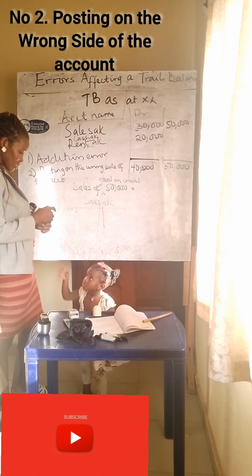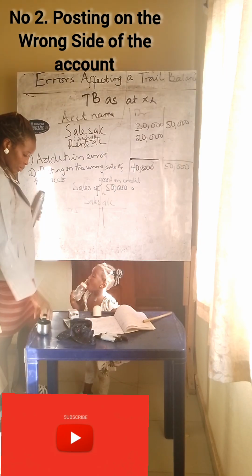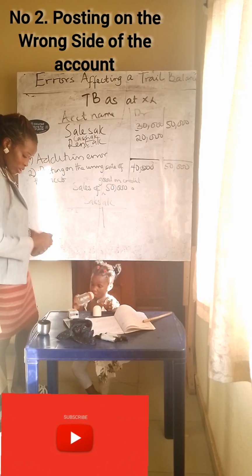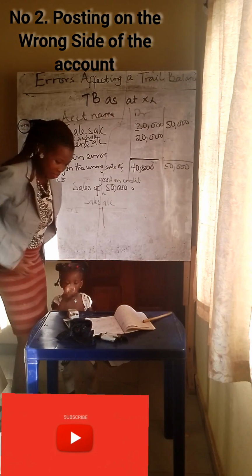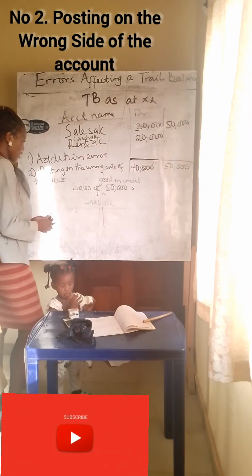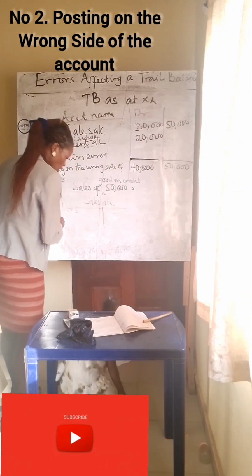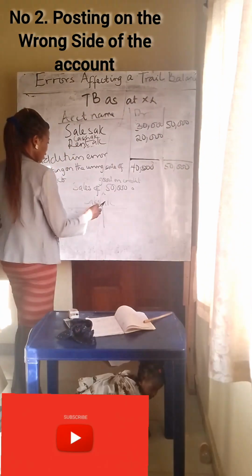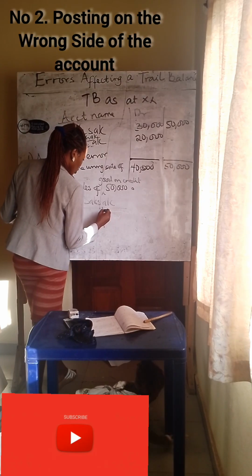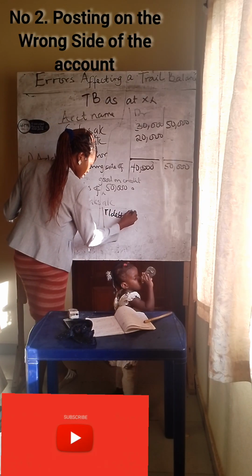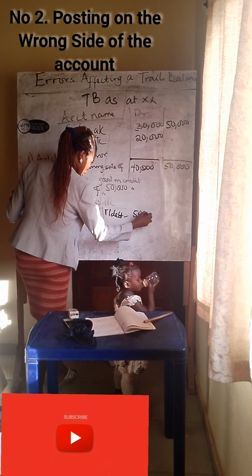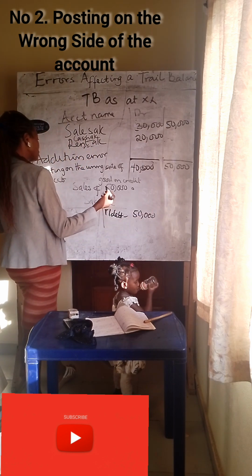Now, you posted on the debit side, 50,000 naira instead of on the credit side. And if you do this, you're going to have balance BD, 50,000 naira on the credit side, and then balance CD, 50,000 naira on the debit side. Now, you post like that, you have posted wrongly. So this is one typical thing that will make your trial balance not balance.